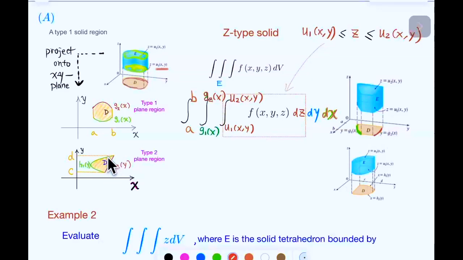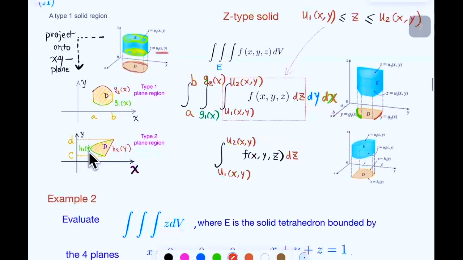Now, what happens if this is a type 2 plane region? So how do you do that? Now, remember, the innermost integral is still going to be the same because it's a D-type solid. So we'll have f(x,y,z), and then we'll have dz. We go from u1 to u2. But this time, if it's a type 2 plane region, you're going to integrate with respect to what first? X first. Yes, you got it.